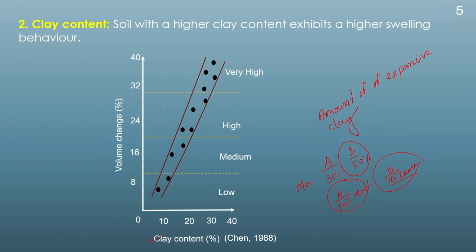In this figure we can see that when clay content is more than 30%, the soil can be classified as a very high swelling soil, and so on. Therefore, the higher the clay content, the higher the swelling of the soil.